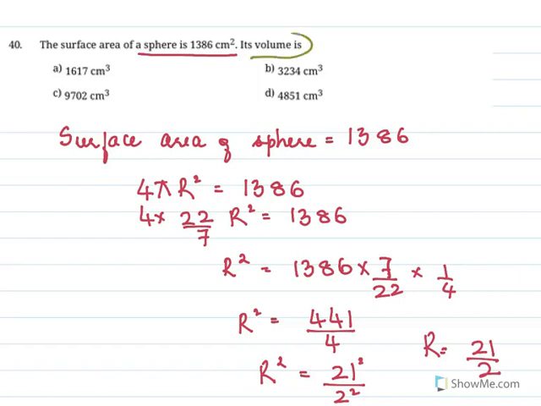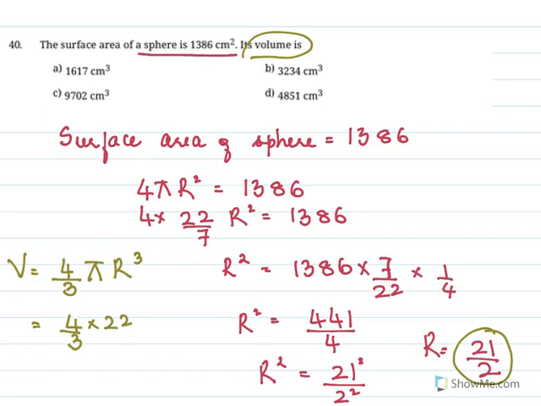The second part, we need to find the volume. Now volume of sphere, you know, 4 by 3 pi r cube. And we have already found out the value of r is 21 by 2. So that is 4 by 3 into 22 by 7 into 21 by 2, the whole cube. And when you solve this, you get the volume as 4851 centimeter cube.